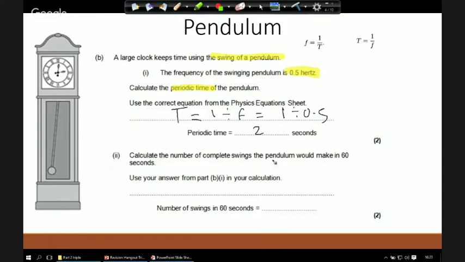Okay, calculate the number of complete swings the pendulum would make in 60 seconds. You've got to use your answer from B1. Now, if you for some reason ever struggle to come up with an answer and you see that answer then gets used in a second question, make something up here. Because if you make a mistake here and you use that same wrong answer here, you can get full marks. You still get full marks if you use an incorrect answer carried forward. So be prepared to just carry forward a wrong answer. Still do the right calculation. So in 60 seconds, if each swing takes 2 seconds, 60 divided by 2 equals 30 swings. Okay, lovely.